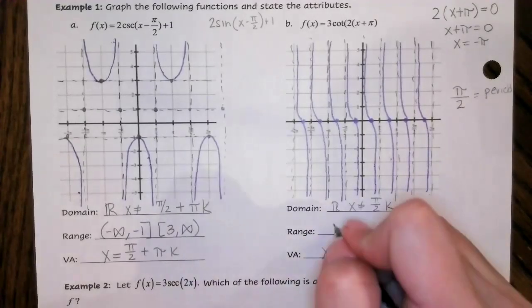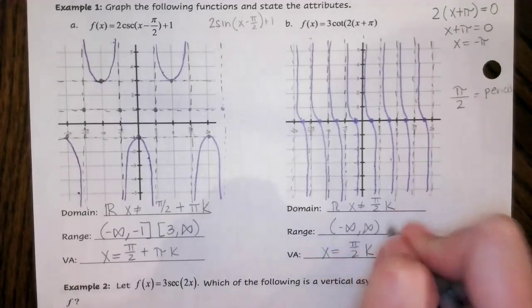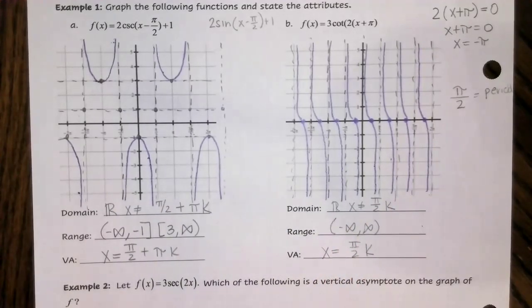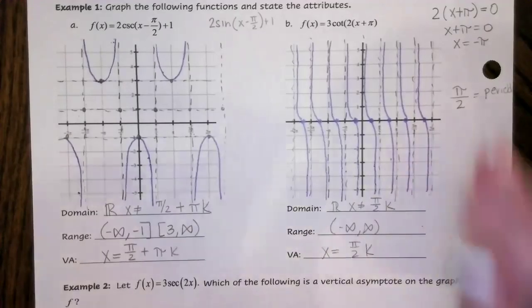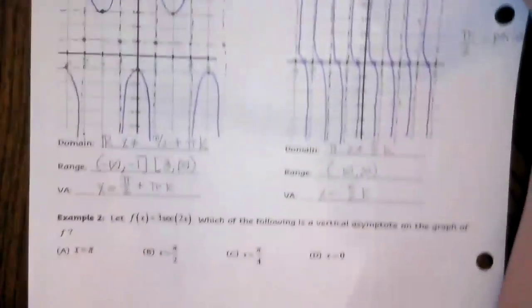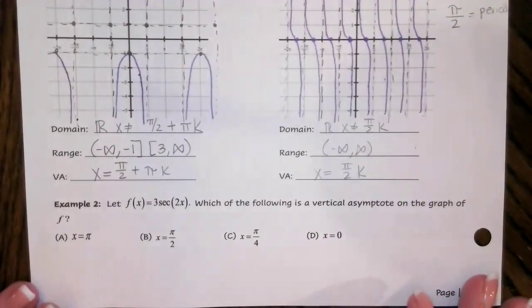All right, our range, this one's easy, negative infinity to infinity, since it's starting from the bottom and going up forever. All right, so let's talk about some of the questions that you'll see on the AP test, and our test for that matter.